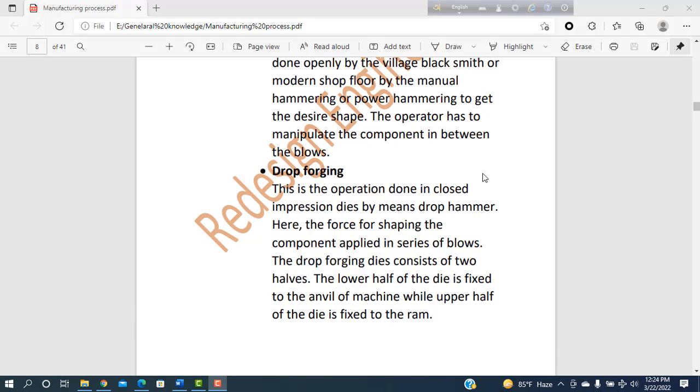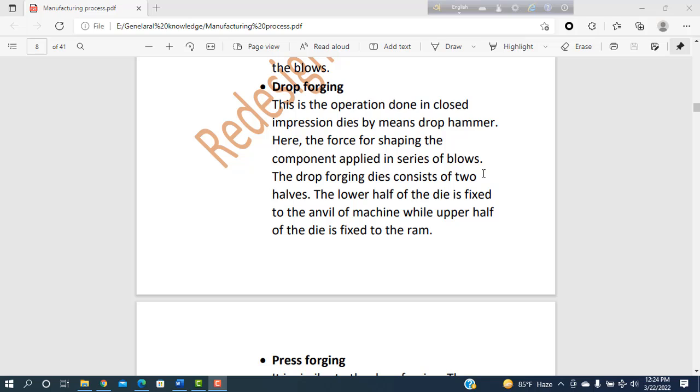Drop forging. This is the operation done in a closed impression die by means of a drop hammer. Here the force for shaping the component is applied in a series of blows. The drop forging die consists of two halves. The lower half of the die is fixed to the anvil of the machine, while the upper half of the die is fixed to the ram.